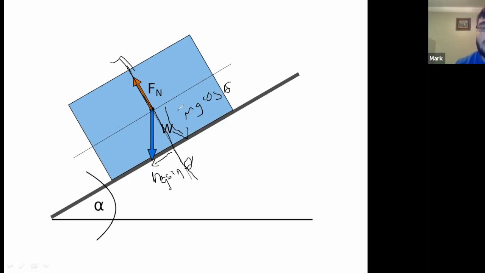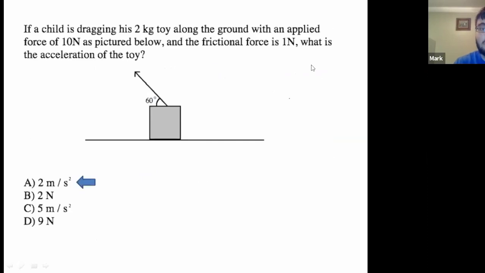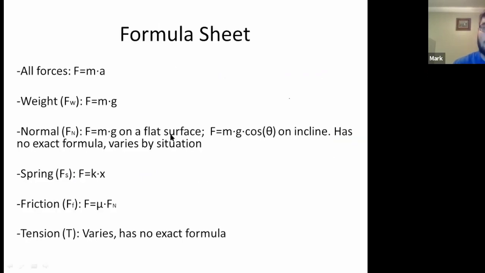That means whatever this component of weight is, the mg cosine theta, the normal force has to be equal to it, just in the opposite direction, right? Because they have to cancel out to make 0. So you know that if this is mg cosine theta, this also has to be mg cosine theta, just going in the opposite direction. That's how we figure out what the normal force is. On an incline, it's always just mg cosine theta, right? But there's no exact formula and it varies by situation.